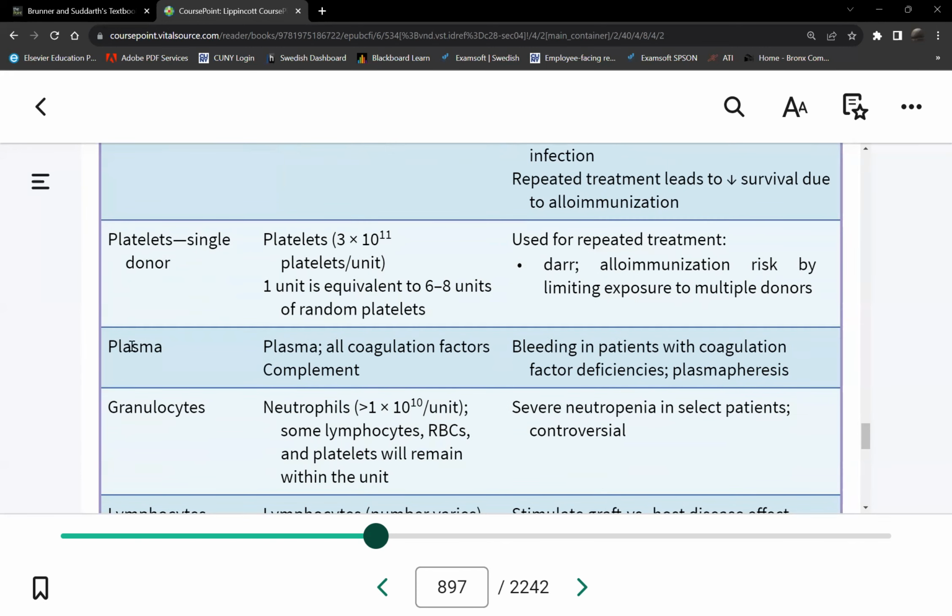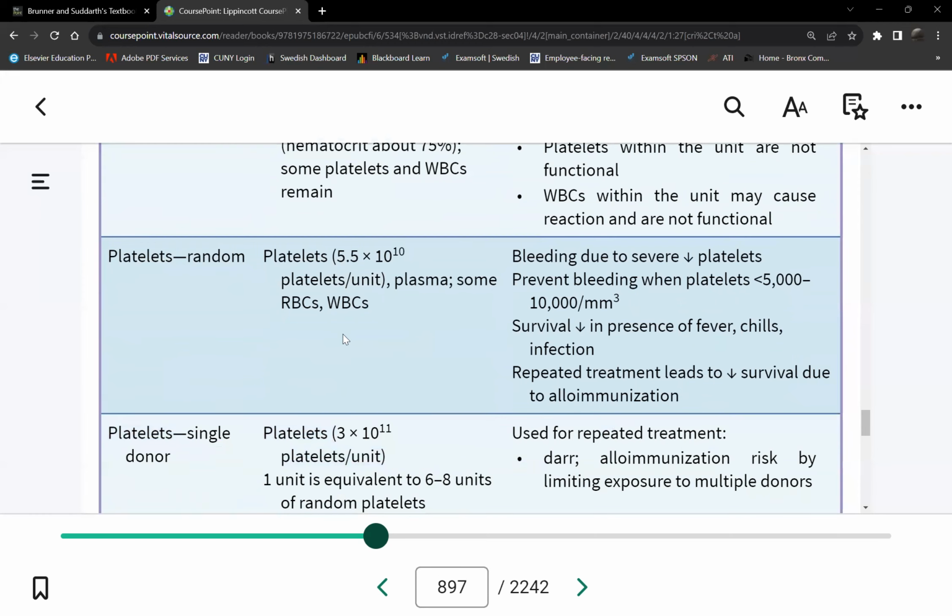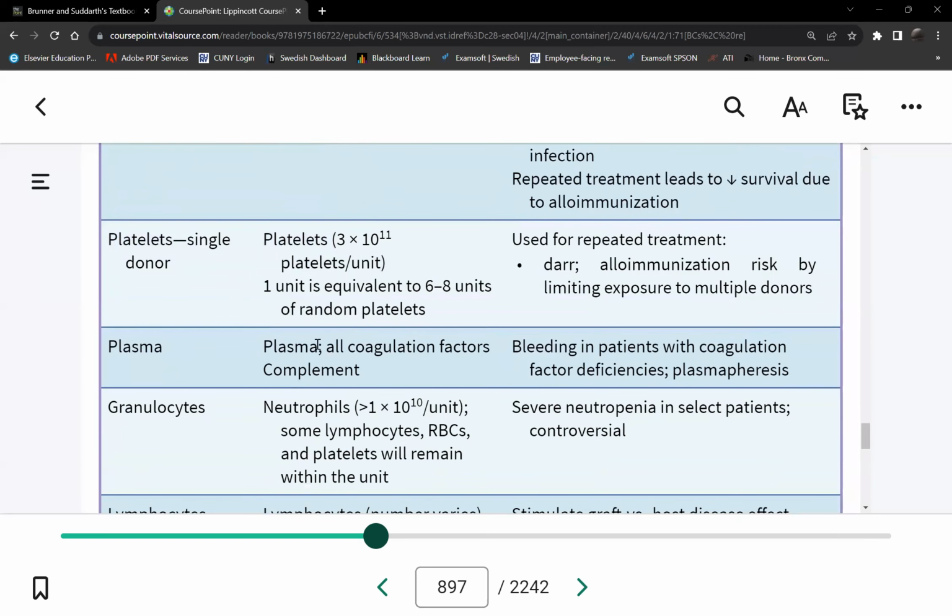Last one is plasma. So red blood cells, we know the packed red blood cells, there's red blood cells in there. Platelets, there's only platelets in there. Plasma contains three things. So there's water in there, coagulation factors are in there, antibodies are in there. All right. So, oh no, I forgot. There's also protein in there.